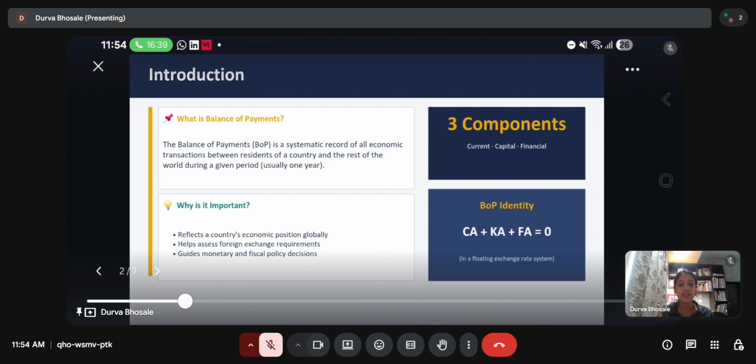Number one, it reflects a country's economic standing or position globally. Number two, it helps assess the foreign exchange requirements. And number three, it guides the monetary and fiscal policies. Now, there are three components of balance of payments. Number one, current account. Number two, capital account. Number three, financial account. So let's dive deep into them.